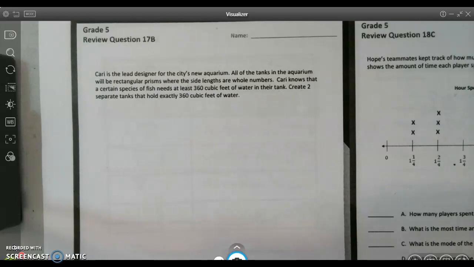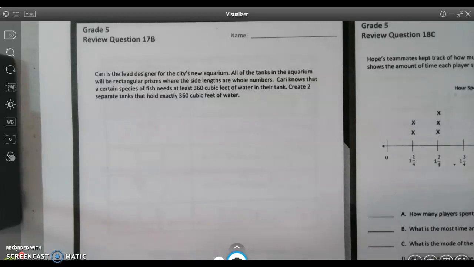Carrie is the lead designer for the city's new aquarium. All the tanks in the aquarium will be rectangular prisms, where the lengths are whole numbers. Carrie knows that a certain species of fish needs at least 360 cubic feet of water in their tank. Create two separate tanks that hold exactly 360 cubic feet of water.